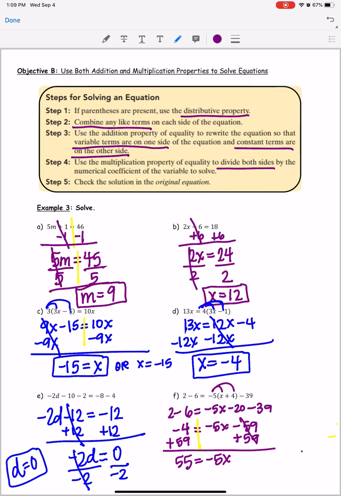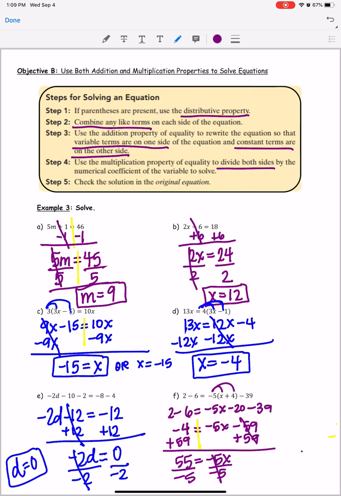What's going on between negative 5 and x? Those are being divided. The opposite of division. Nope, dang it. They're being multiplied. I'm sorry, guys. What is going on between negative 5 and x? Those are being multiplied. That's negative 5 times x. So the opposite of multiply is to divide. So we're going to divide over a negative 5. Negative 5 over negative 5 is positive 1, so those cancel.